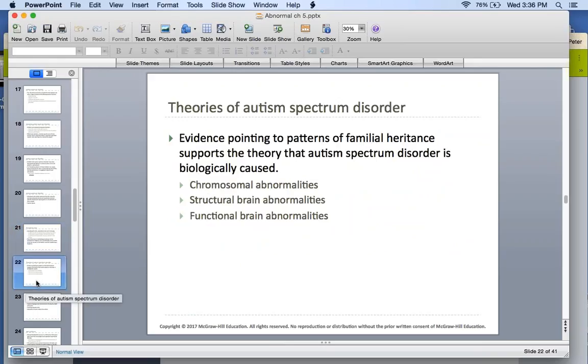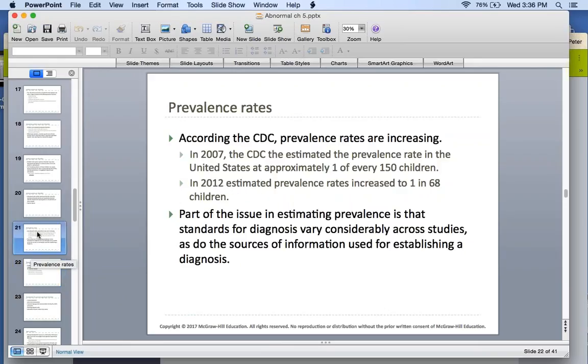Also, I want to be very, very clear about this. Vaccines do not cause autism. Vaccines have never caused autism.